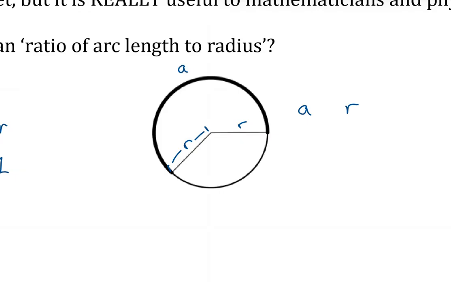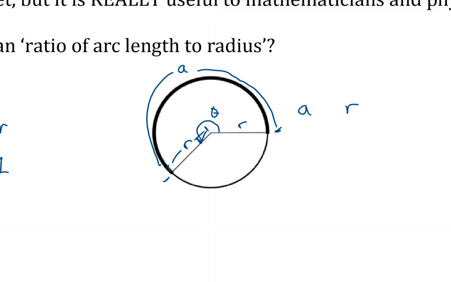Here's my A. That length around the circumference, an arc is part of a circumference, right? I guess this is my theta in this case. Do you think A is bigger? This might be the easiest question you get in this entire course in all of grade 12 math. Is A bigger or smaller than R?